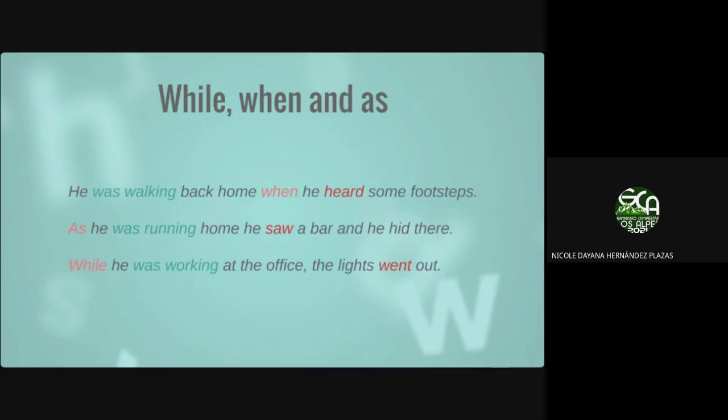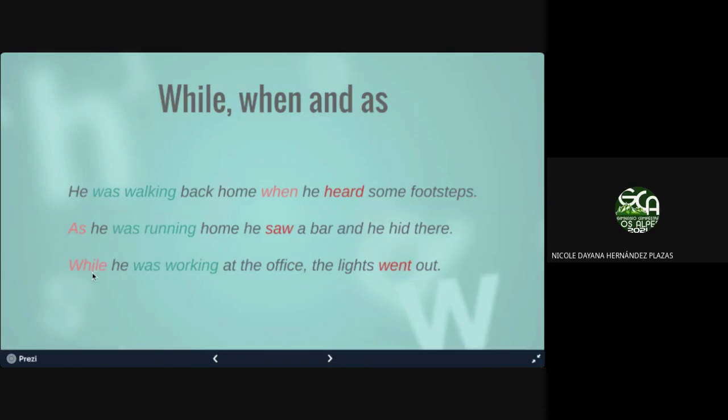¿Qué tienen que tener presente? Como esto es un mientras, después de este while siempre vas a tener la acción, siempre vas a tener el evento en continuo, porque es el que es interrumpido. Mientras él estaba trabajando, mientras él estaba haciendo esto, otra cosa pasó y lo interrumpió.